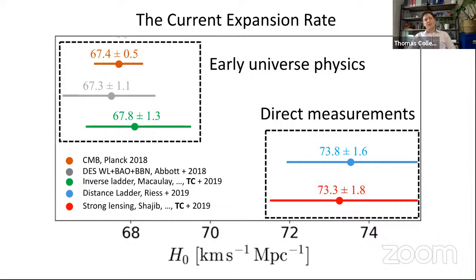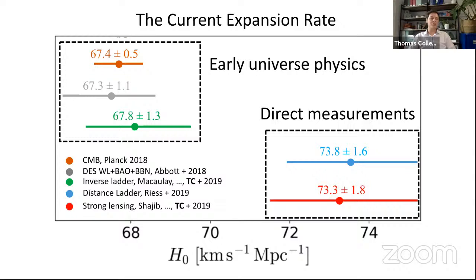Now, this could be a sign of new physics. Maybe some of those assumptions in the early universe modeling are subtly incorrect. Maybe the extrapolation from redshift 1000 down to redshift 0 is incorrect, i.e. the lambda CDM model is not quite right. Or perhaps it's just systematics. Maybe these error bars are underestimated, and perhaps there's a concordance value somewhere on this plot.